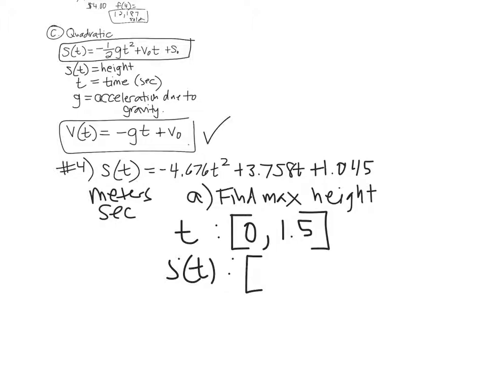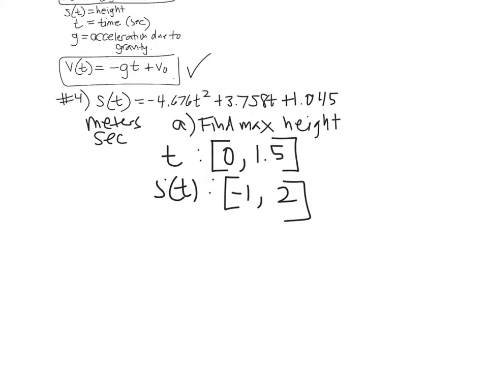Let's go past 0. Let's go -1. And it didn't go very high. -1 to 2. Okay? So we're going to graph this. I gave you the window just to make it a little easier on yourselves, or else you'll just keep searching for a window. So go to your calculator, and we're going to turn the plots off because we're not using them right now, and clear out anything that you have in Y1. And we're going to enter this quadratic in. So -4.676x squared plus 3.758x plus 1.045.